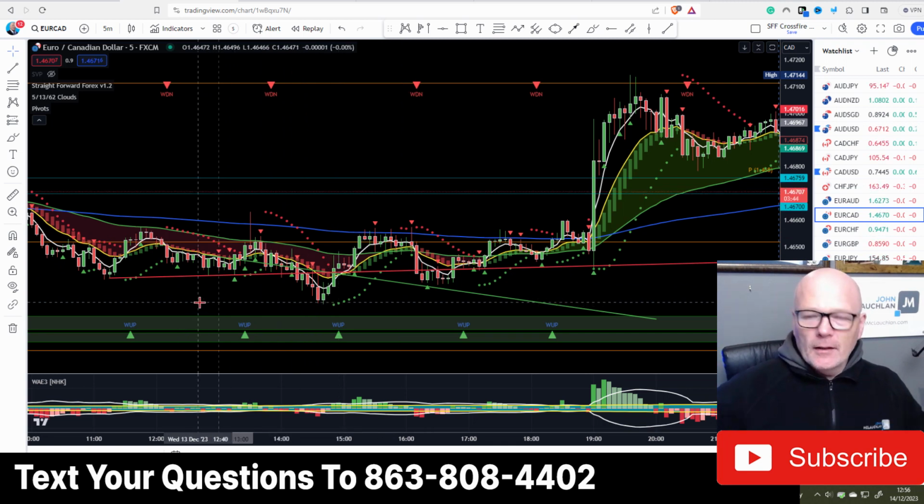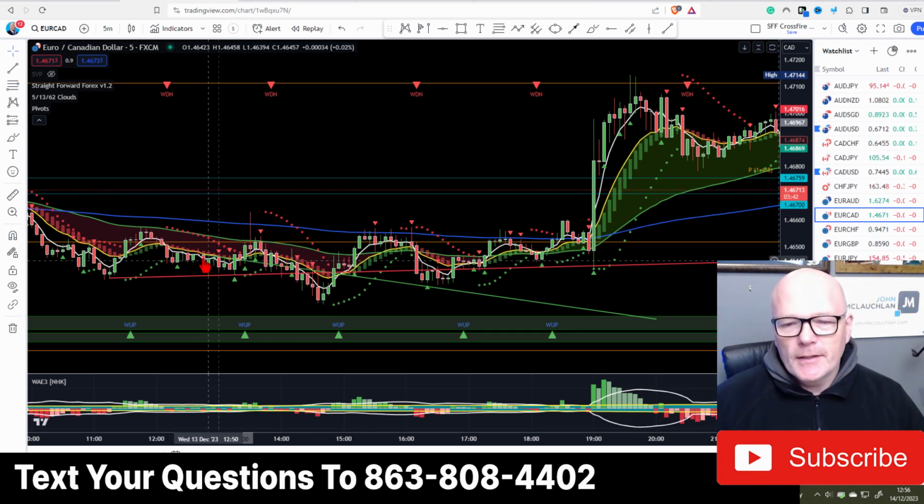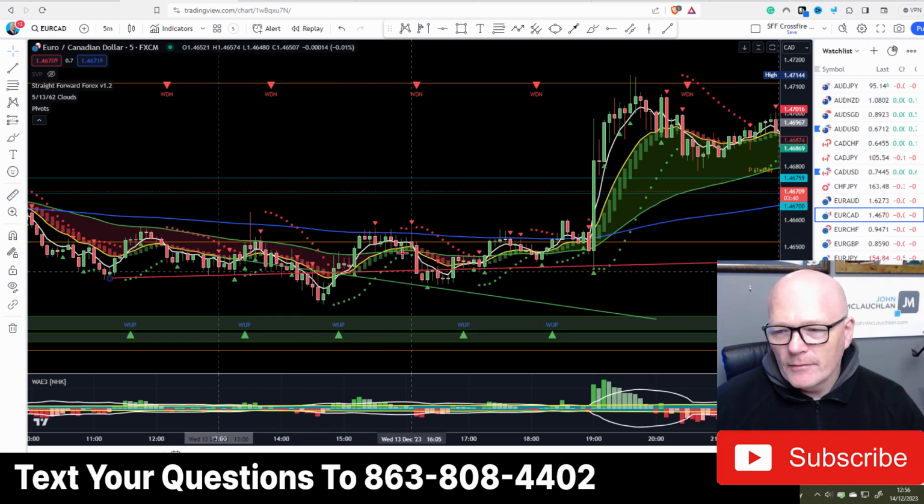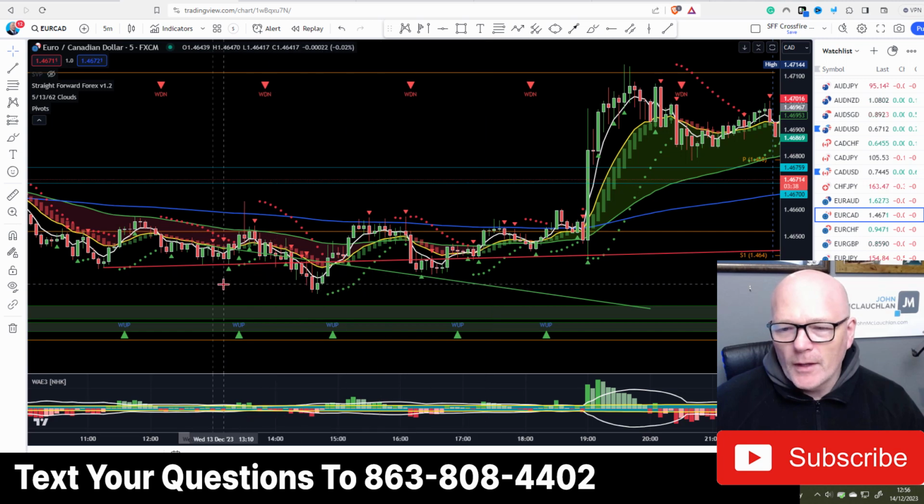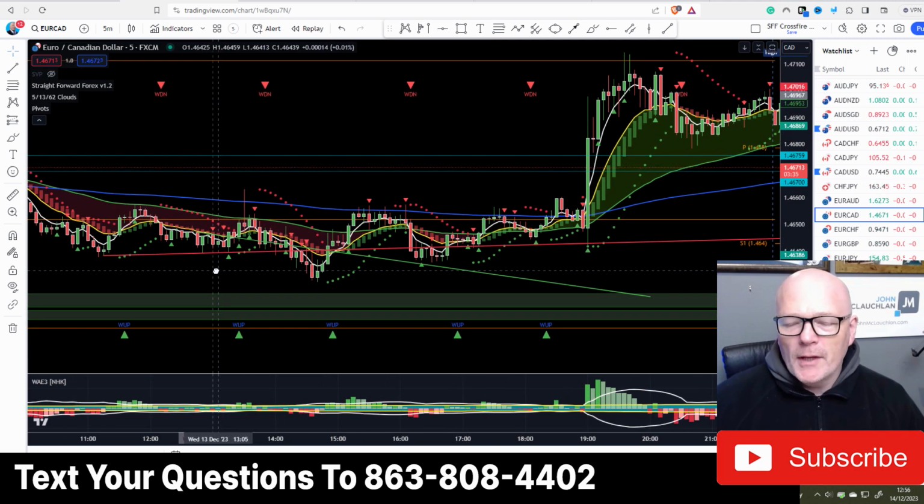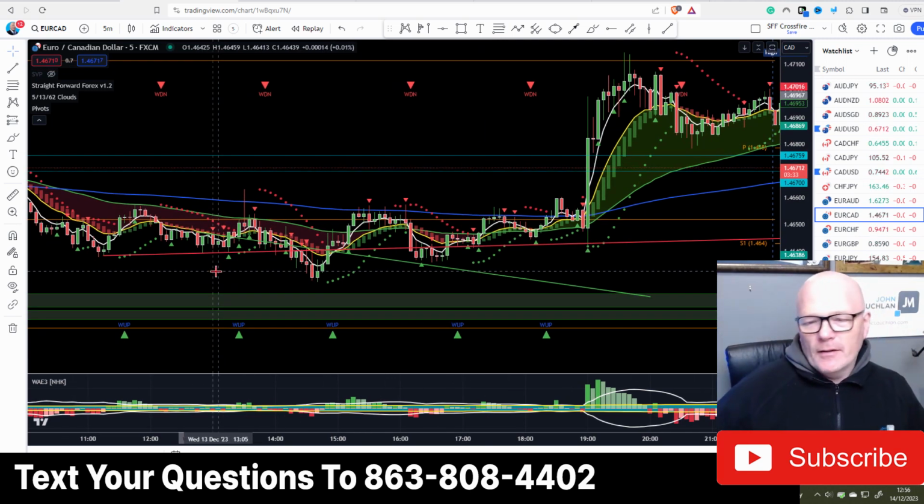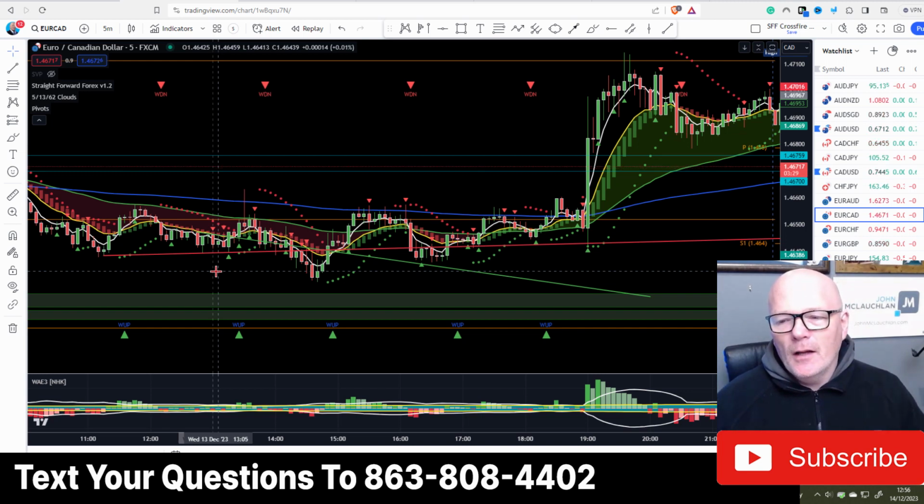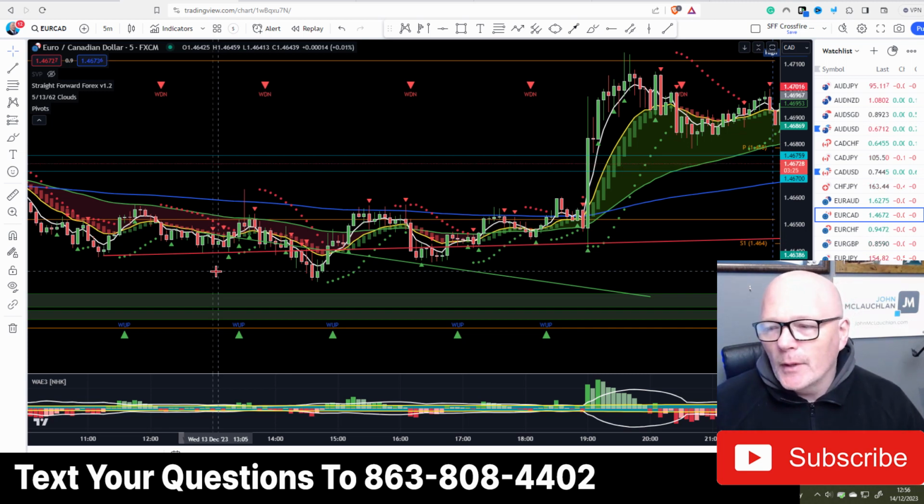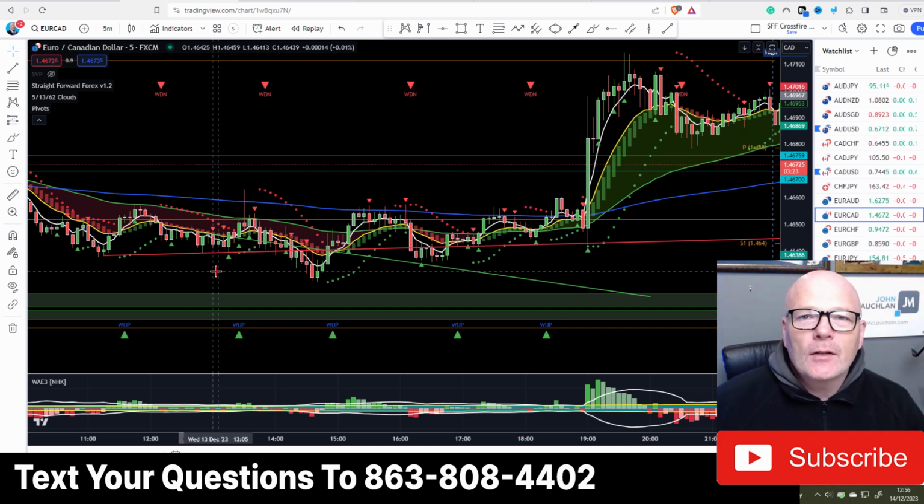What you can see when you zoom out a little bit is a lot of sideways rotation, consolidation. When you're looking at getting into potential trades and it's consolidating, my best advice is to stay out. Remember, all we want to be doing is taking good trades, not just any old trade.